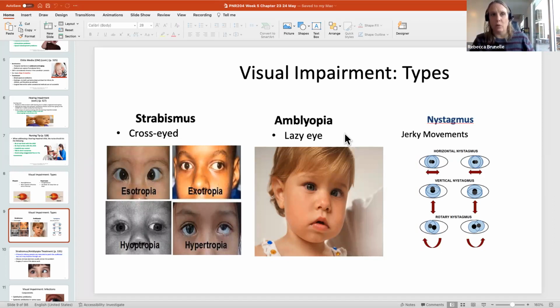Sounds cruel. So this eye here, if you can see this picture, this is the bad eye. So the good eye is this eye here. So you would patch the good eye, and that would force the brain to use the bad eye, and that would strengthen the eye muscle. So the primary treatment for these visual impairments where they have a problem with their eye muscles is to patch the good eye.